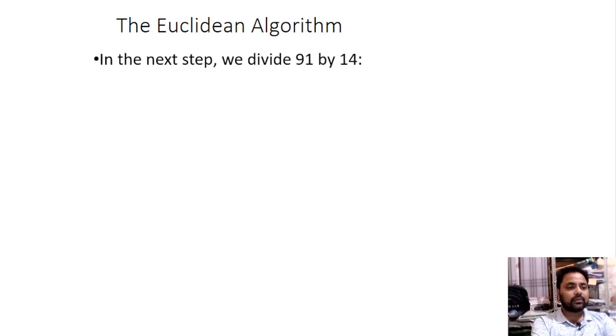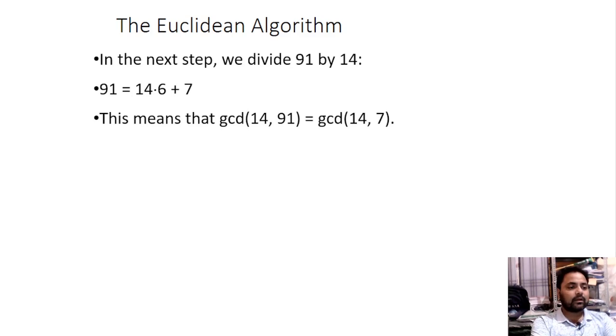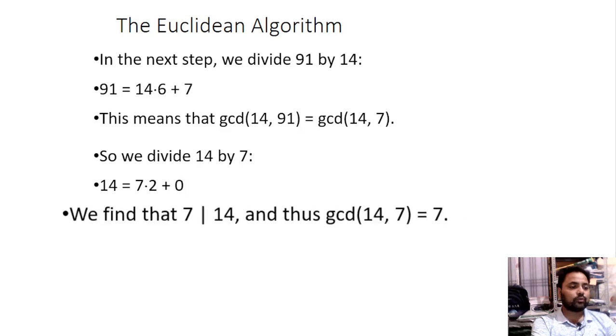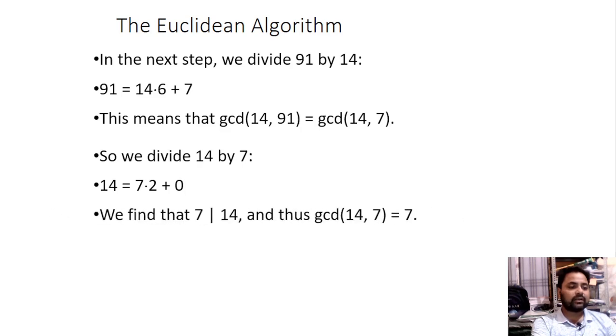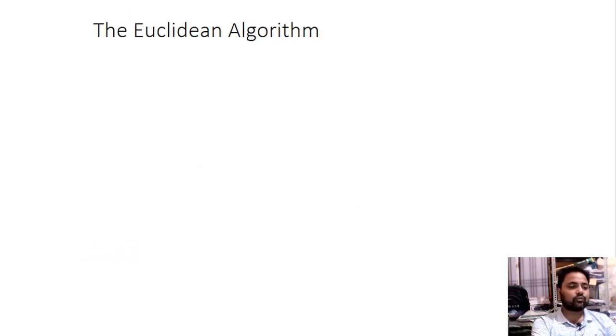In the next step, we divide 91 by 14. 91 equals 14 into 6 plus 7. This means that the greatest common divisor of 14 and 91 is equal to the greatest common divisor of 14 and 7. So we divide 14 by 7, and 14 is equal to 7 into 2 plus 0. We find that 7 divides 14, and thus the greatest common divisor of 14 and 7 is equal to 7. Therefore the greatest common divisor of 287 and 91 is equal to 7.